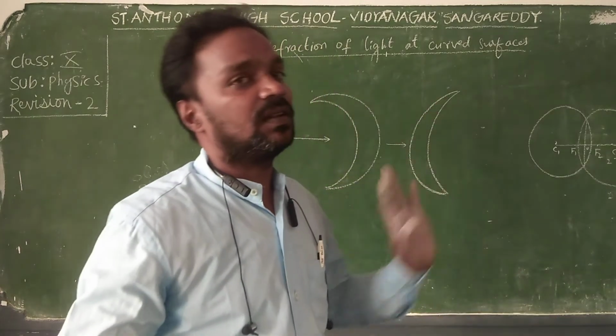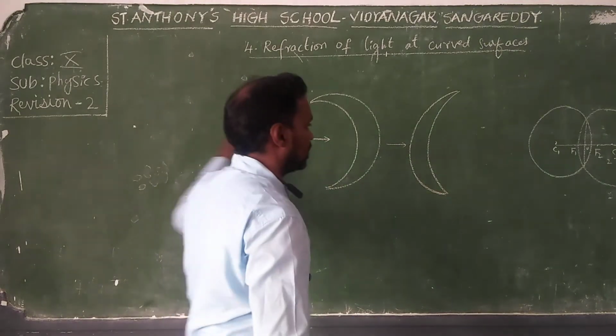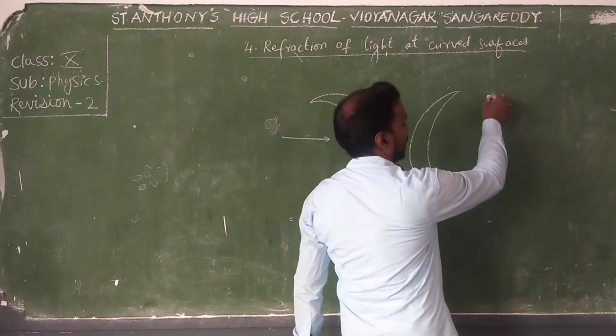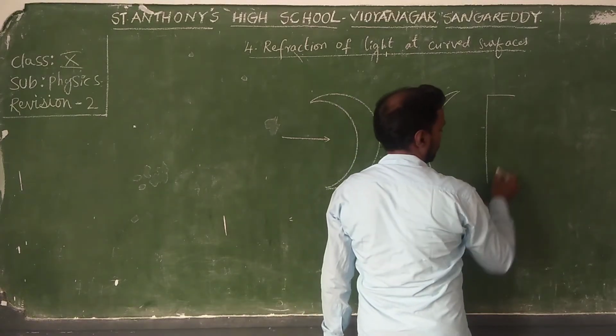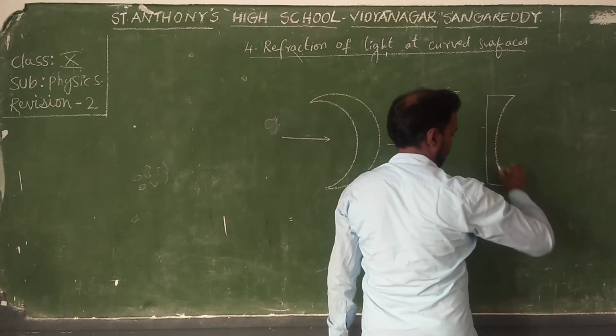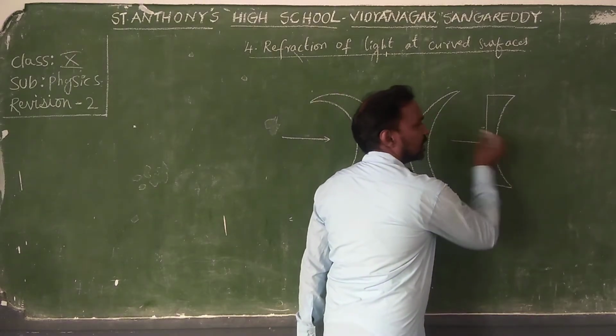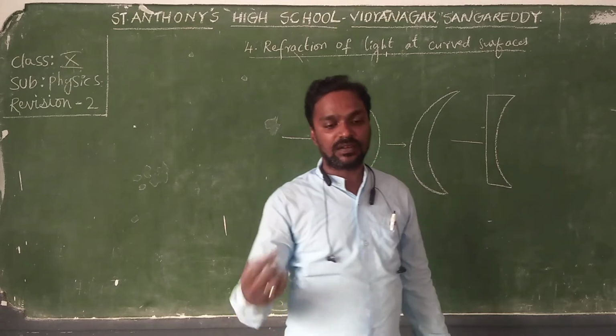Convexo concave lens. You remember this one. Read from this side only. And next, one side plane will be there, and the other side concave. That is nothing but this. So plano concave, convexo concave.